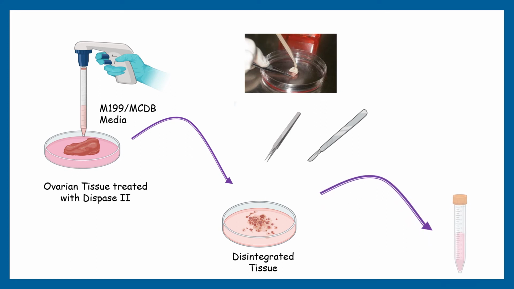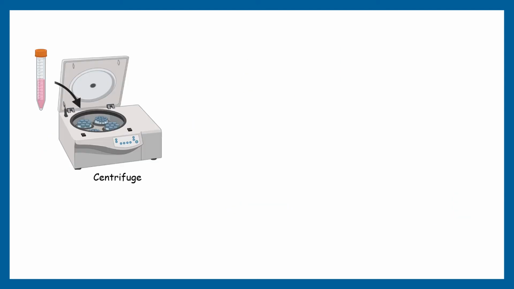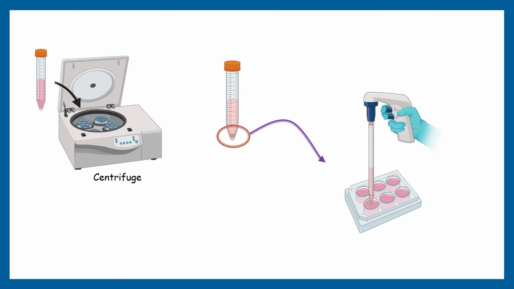Then collect all the media containing separated cells into a 15 ml Falcon tube and centrifuge it. After that, we will form the cell pellet at the bottom of the tube. Discard all the supernatant and add fresh media into it. Then transfer the aliquots along with fresh media to a 6-well plate.